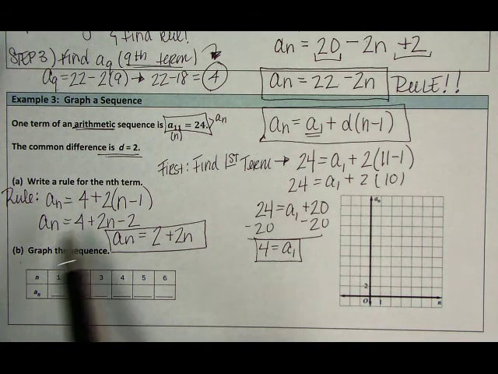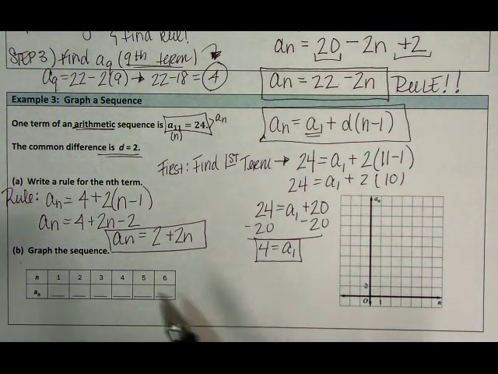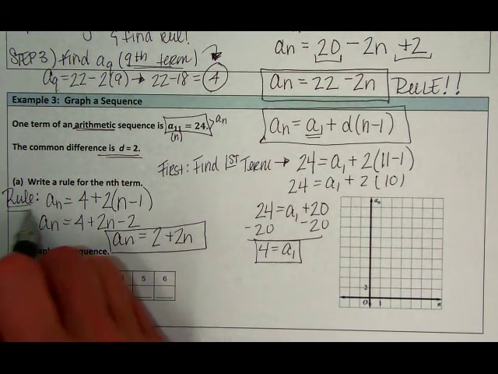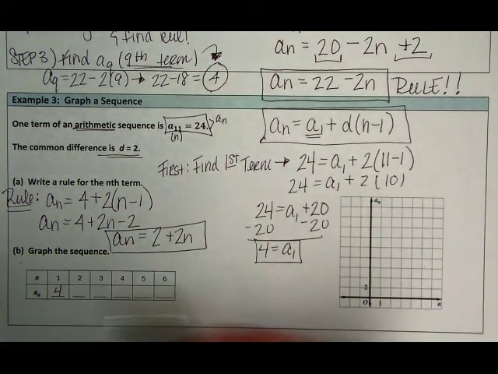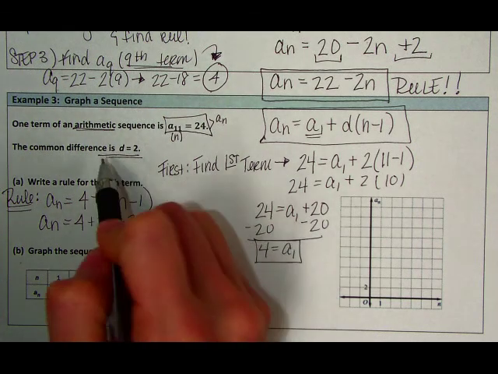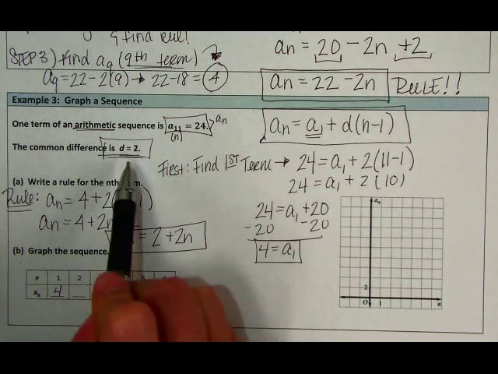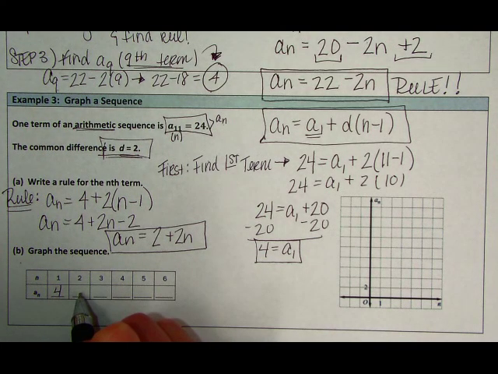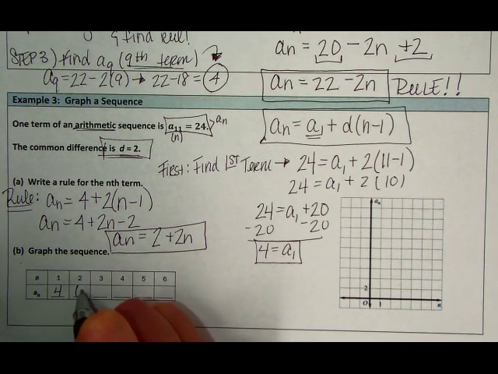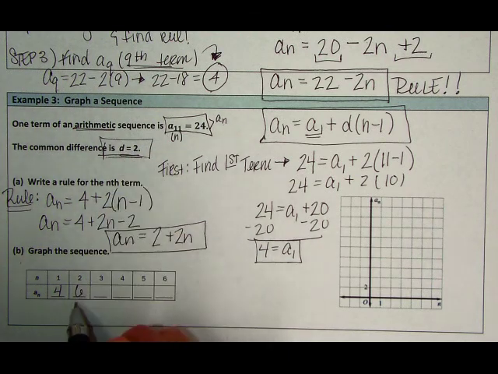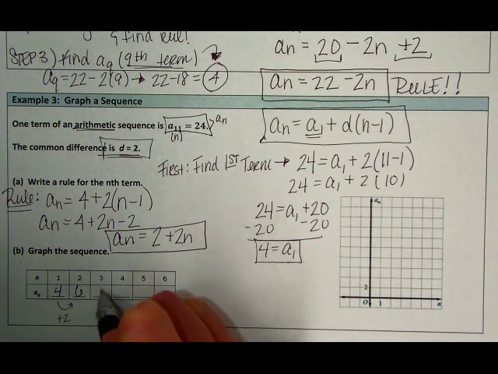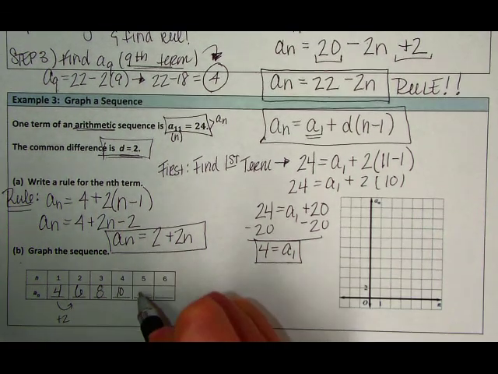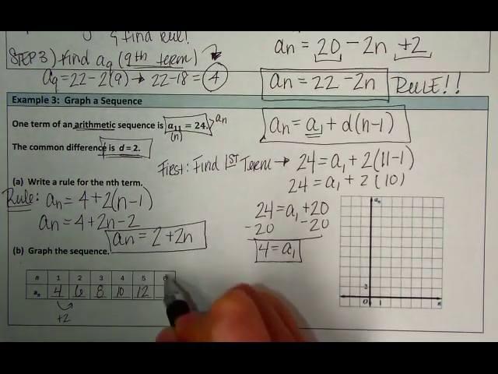From there, I now want to graph my sequence. Okay, so I already know where my first term is because I used that to find my rule. So I know my first term is 4. My second term, since my common difference is a positive 2, I know that my pattern is going to be increasing by 2. So I know my second term is going to be 2 more than 4, which is 6. I add 2 again to that, because I'm adding 2 as my pattern, I get 8. My fourth term should then be 10, my fifth term should then be 12, and my sixth term should then be 14.